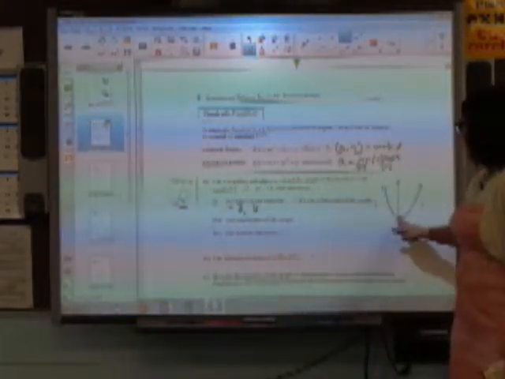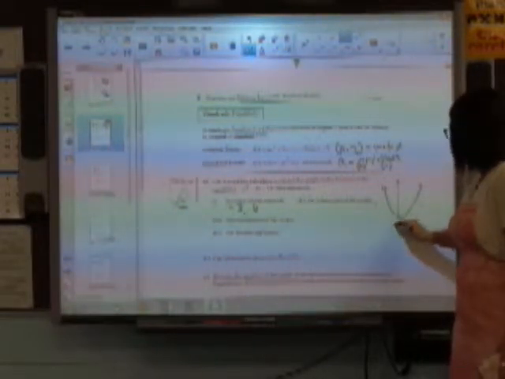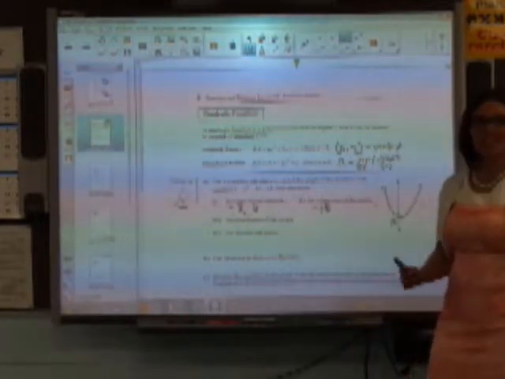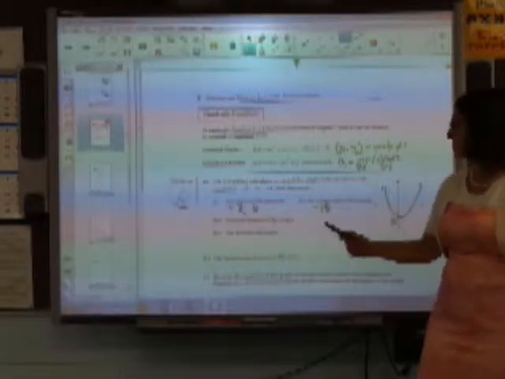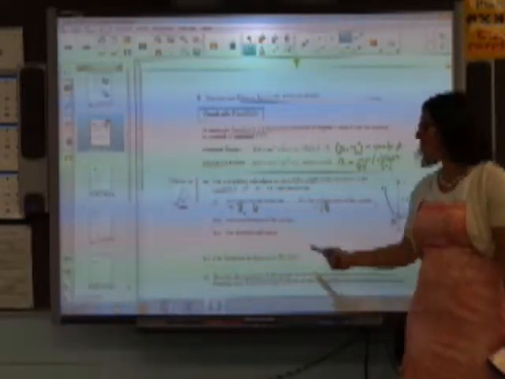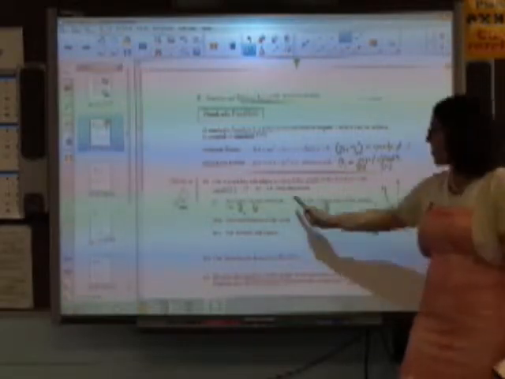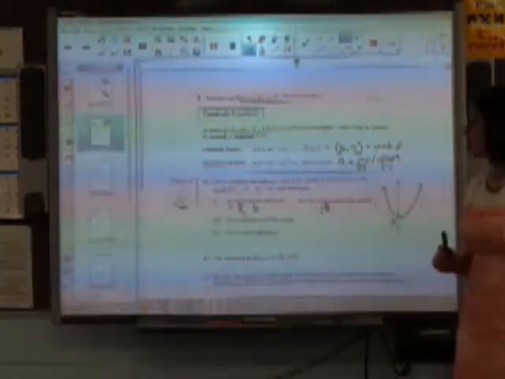And where's the y-intercept? Negative 18. Okay. Where do you see negative 18 in the equation? The constant. It's the constant. Because what's the value of x? The value of x is 0. So if x equals 0, these two terms will disappear, leaving me with the negative 18.